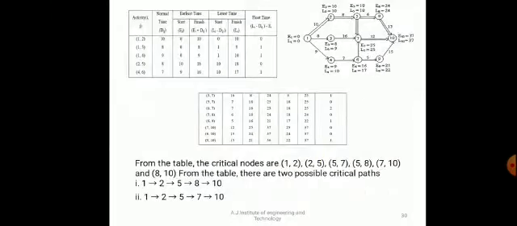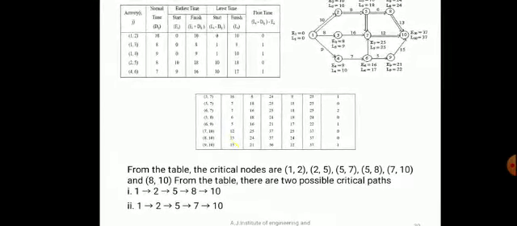Now, normal time, earliest start time, finish time, latest start time, finish time, 1 to 4. All the activities we have calculated. From the table, the critical nodes are 1 to 2, 2 to 5, 5 to 7, 7 to 10, and 8 to 10. From the table, there are two possible critical paths.